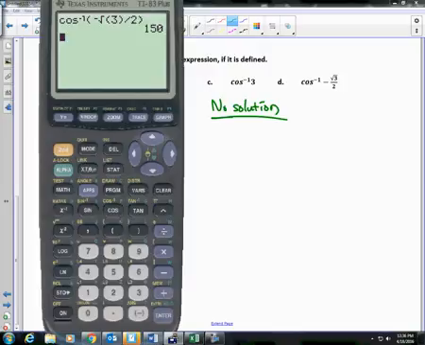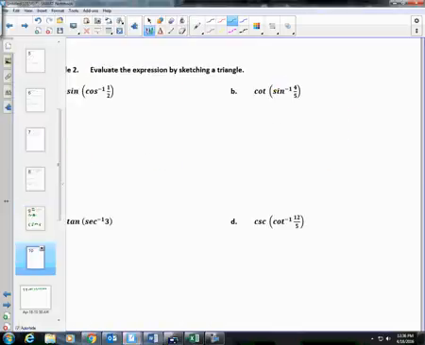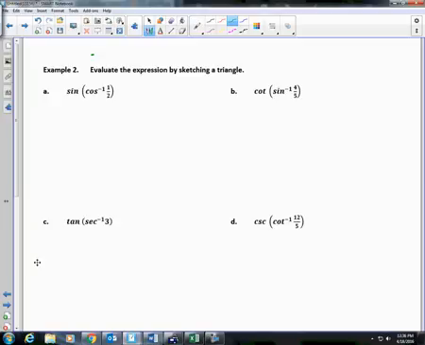150 degrees. I remember what that is in radians. 5π/6. Okay, flip it over. All you gotta be able to do is use your calculator, okay? All right, backside, we're actually conceptually thinking about what's going on here.